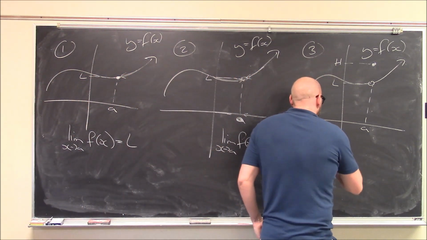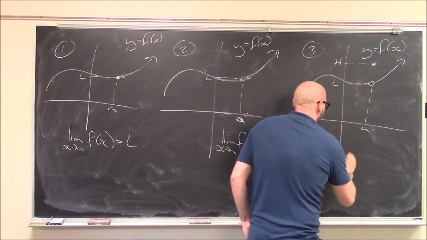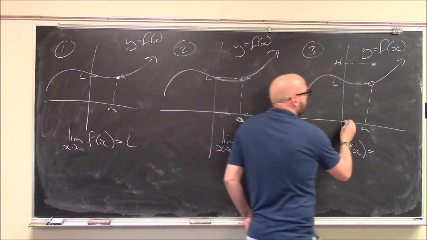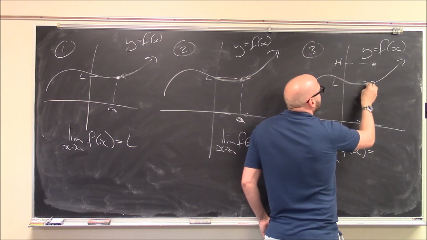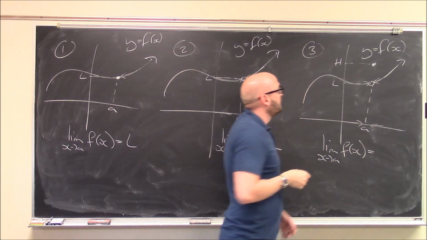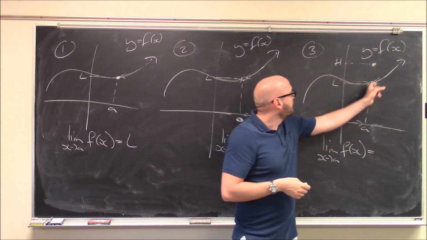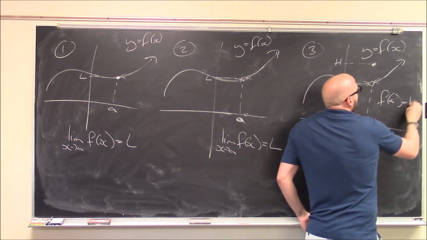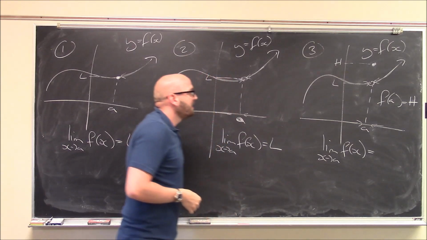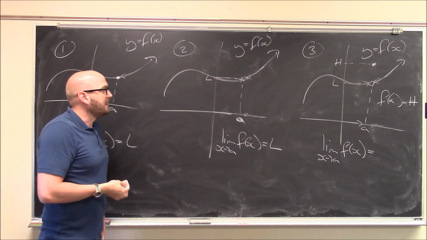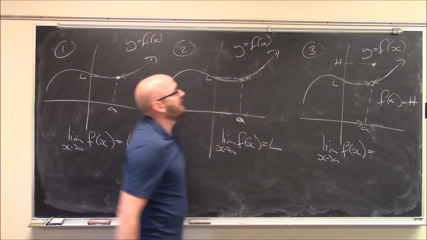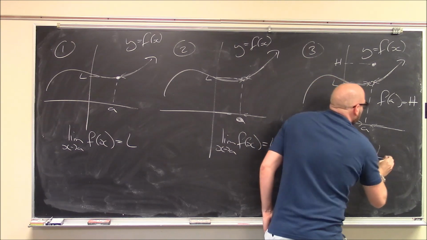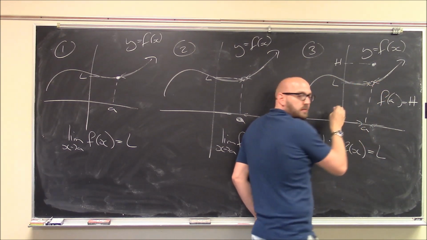Last but not least, what about this one? What happens now? As x is approaching a, I get closer and closer to a, so I'm moving along this curve, and now the function's actually defined at a, right? It's actually defined to be h, so f of a is h, but once again, that has no bearing on a limit, right? Limits don't care about what happens at a, they care about what happens as you get close to a. And in this case, as we get closer and closer to a, the value of the function is getting closer and closer to L.